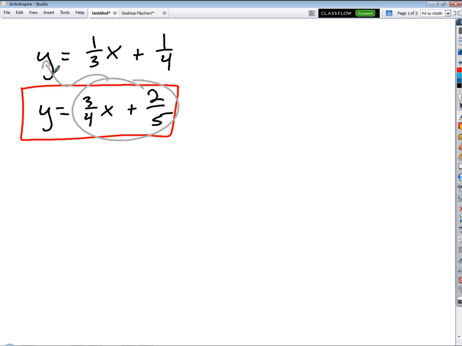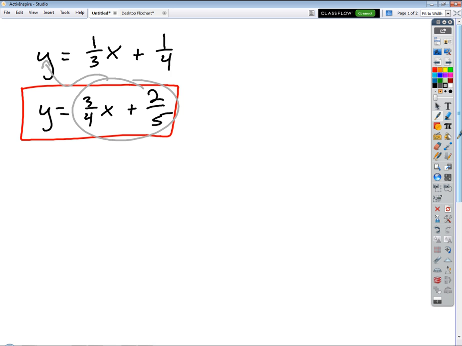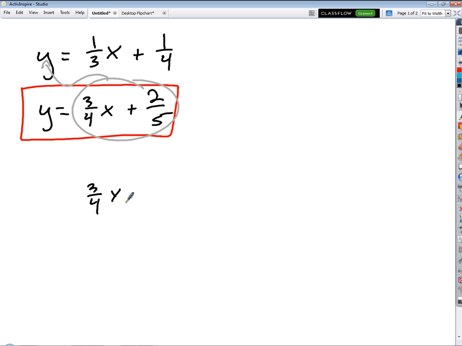All right. So if we do that, we've got the equation then 3/4 x plus 2/5 on the left equals 1/3 x plus 1/4. That's terrible. That's a terrible looking equation. There's lots of fractions there, right?